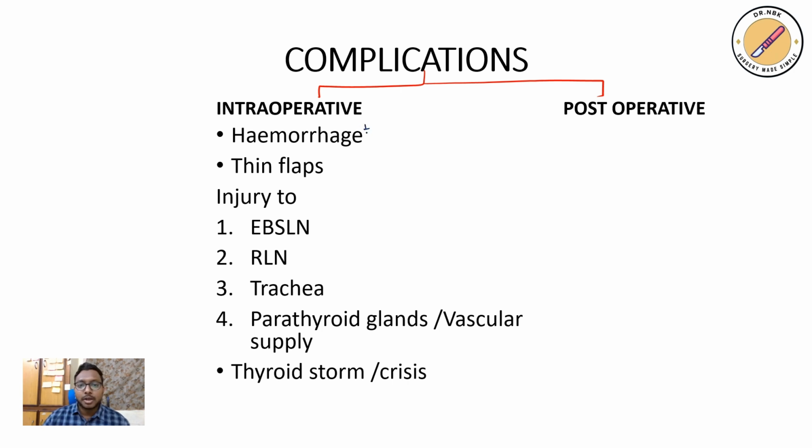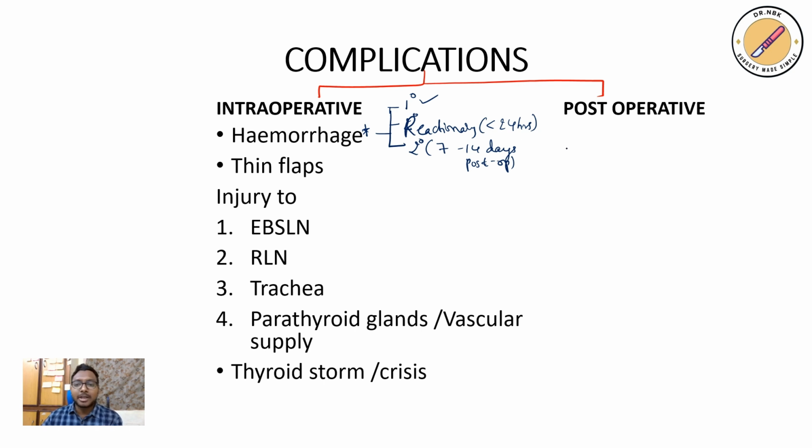You can have hemorrhage. Regarding hemorrhage, one important point is that thyroid is one condition where you can have all three types of hemorrhage: primary hemorrhage, reactionary hemorrhage, and secondary hemorrhage. What is primary hemorrhage? During the time of surgery is called primary hemorrhage. Reactionary is something within 24 hours after surgery, as given in Bailey, and the secondary hemorrhage is something that happens between 7 to 14 days post-op. Okay, so thyroid is one condition where you can have all three types of hemorrhage.